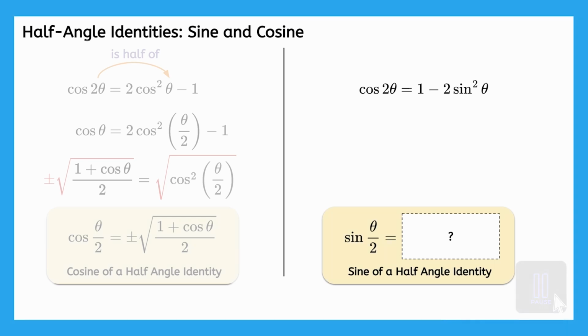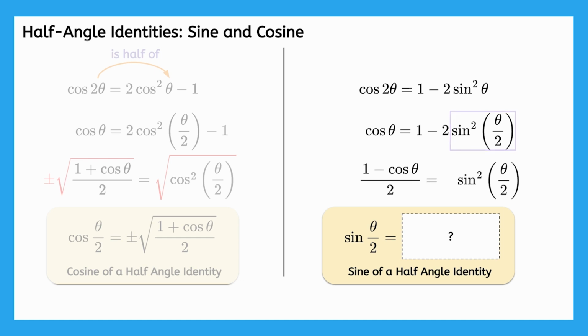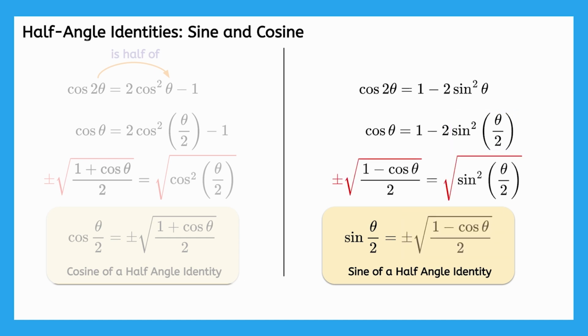We rewrite the identity as cosine theta equals 1 minus 2 sine squared of theta over 2. Then we isolate sine of theta over 2 and get that sine of theta over 2 equals square root of 1 minus cosine theta over 2.